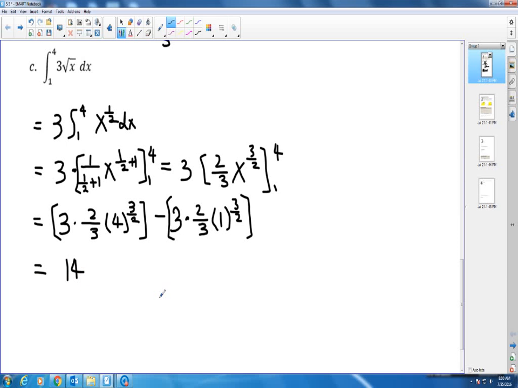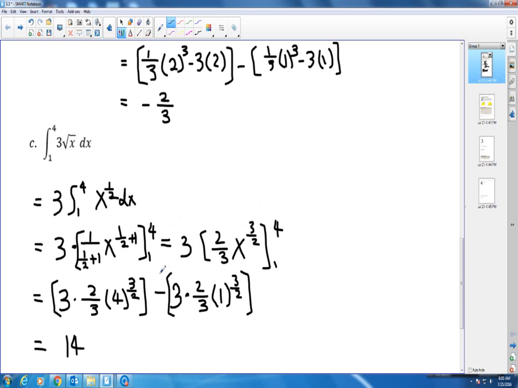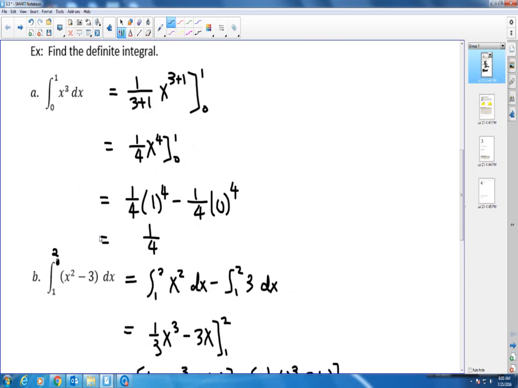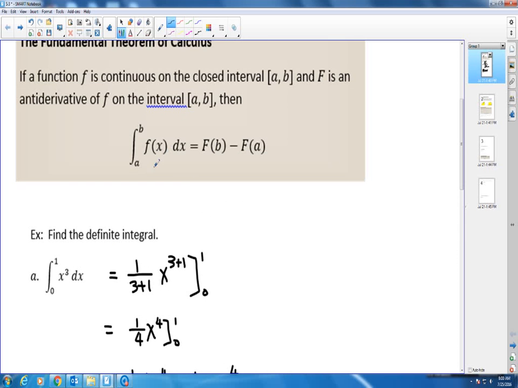Alright, so what is so-called the fundamental theorem of calculus is really about finding the integral of your function, and we evaluate it on the closed interval from a to b.